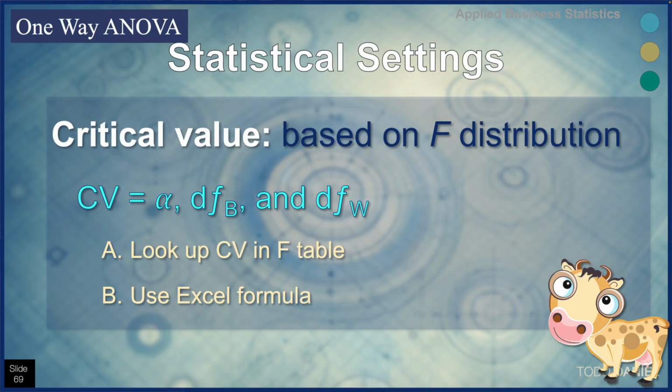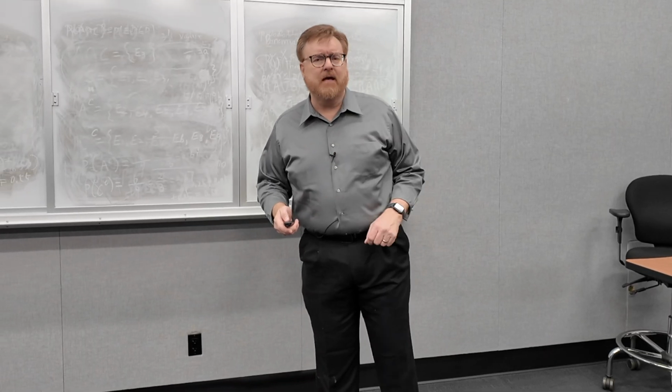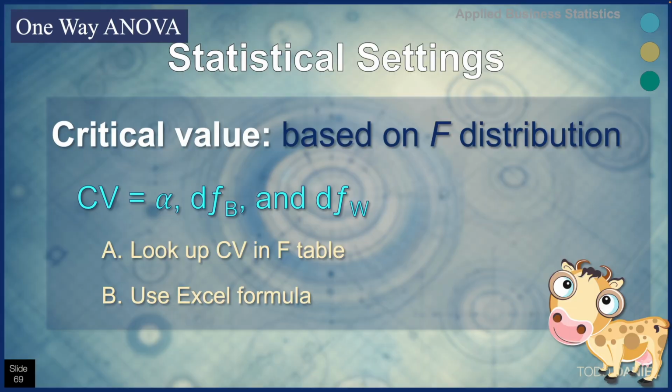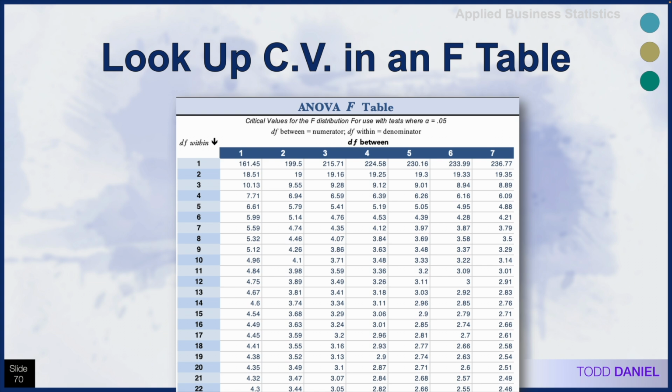There are 2 ways that you could determine the critical value. One is you could go to an F table and look up that number. The second is you could use the Excel spreadsheet that I've given you, and there's a special place in a formula that will calculate this for you. There is an F table in your spreadsheet as well. So here's how you use this. Degrees of freedom between is here in the columns, and degrees of freedom within would be the rows.